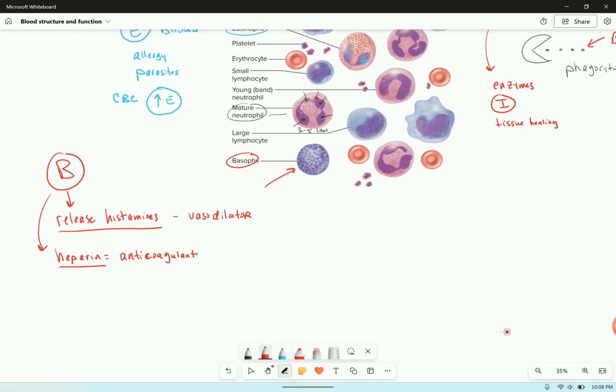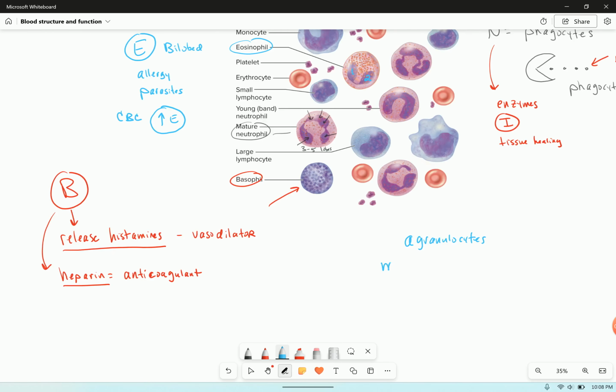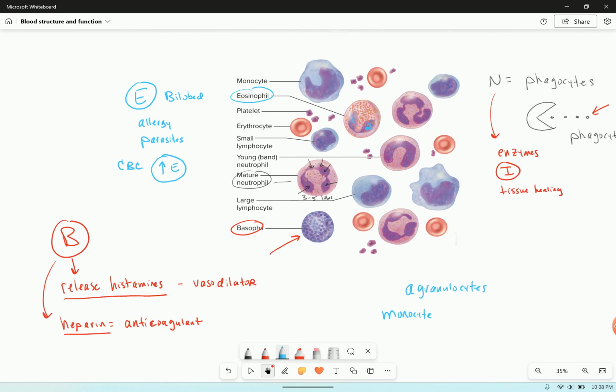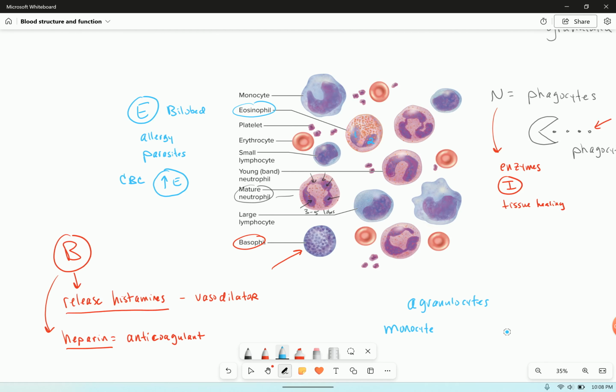Okay, now we're left with the agranulocytes. And we'll start with the monocyte. Here's what it looks like. So there's your monocyte. They are big. They're actually known as the big eaters, and it has a kidney-shaped nucleus.